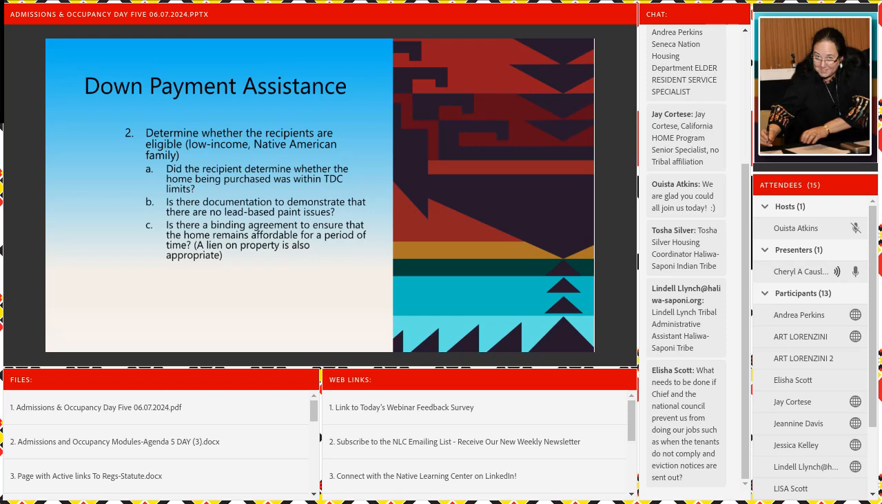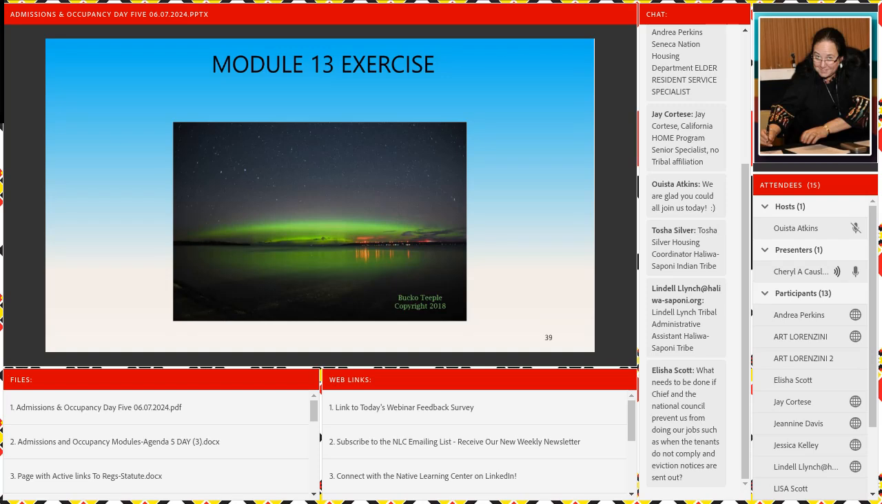Is there a binding agreement to ensure that the home remains affordable for a period of time? A lien on the property is also appropriate. And we're going to get into talking about that later on today.